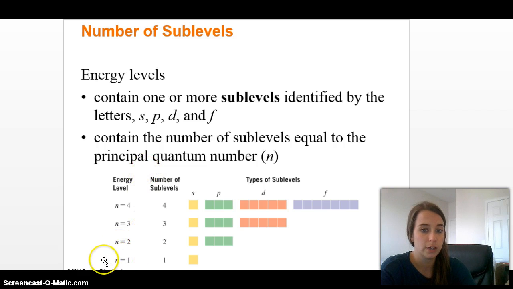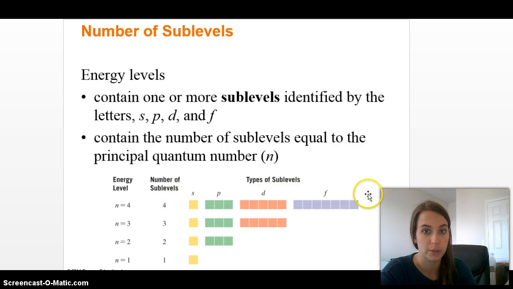So if you're in energy level 1, you can have 1 sublevel, and it's going to be an S sublevel. In your second energy level, you have 2 sublevels. You have S and P. In the third, you've got 3. You've got S, P, D. And in your fourth, you have all 4. You've got S, P, D, and F. These are the sublevels within each energy level, okay?